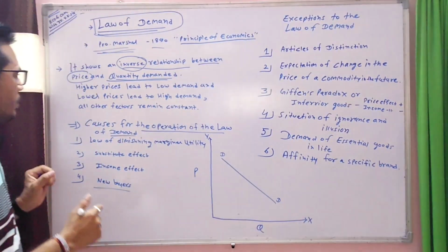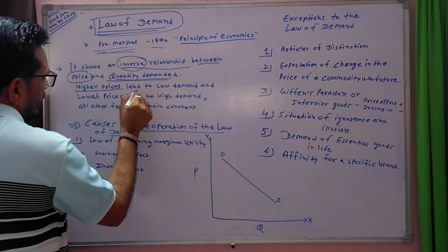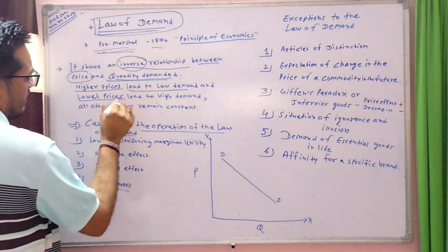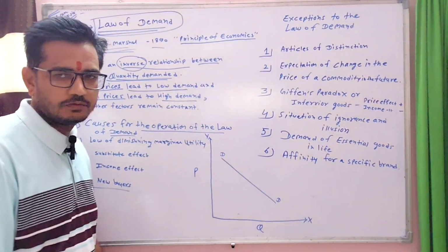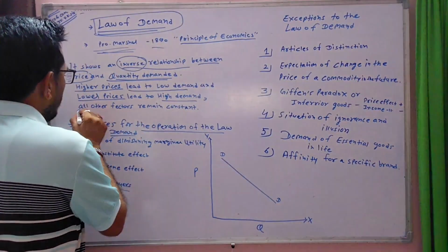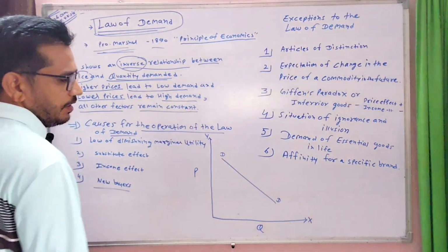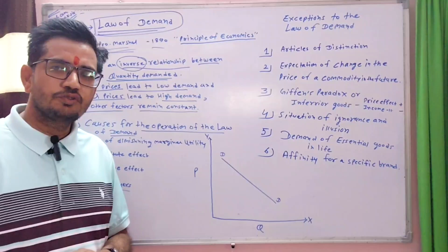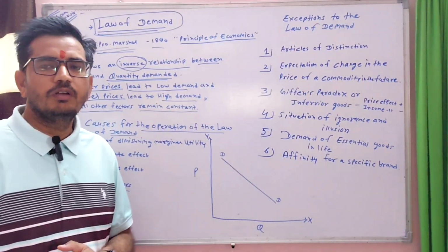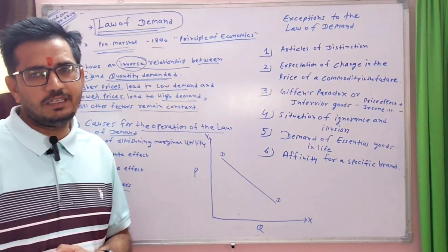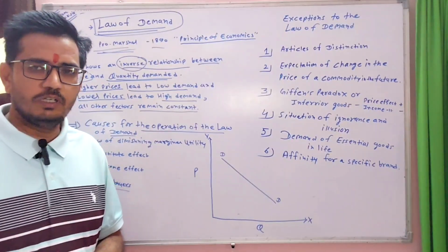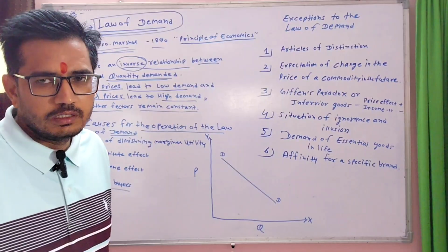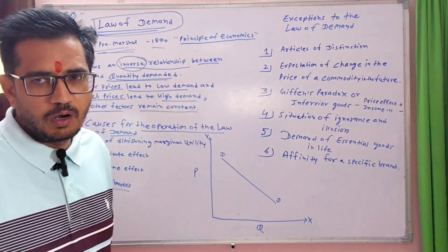So higher price leads to low demand, and lower price leads to high demand, all other factors remaining constant. This line should be added in this rule because this line is very important for the operation of this law.